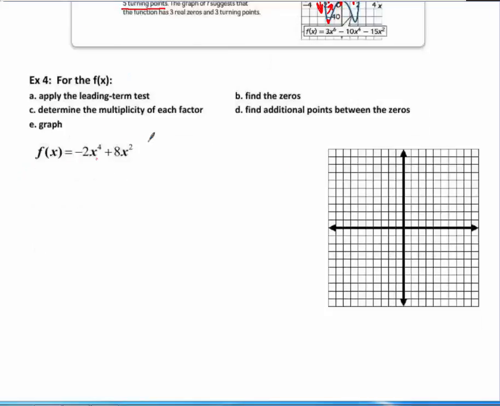It says we have f of x equals negative 2x to the fourth plus 8x squared. We've seen this one several times. And it tells us to apply the leading term test, find the zeros, determine the multiplicity, find additional points between the zeros, and then graph it. So all without a calculator. So the leading term test just asks us to look at that leading term, negative 2x to the fourth, and we say that it's an even degree, and the leading coefficient is negative.